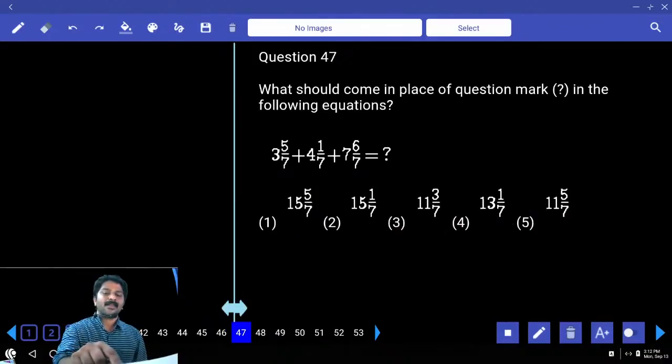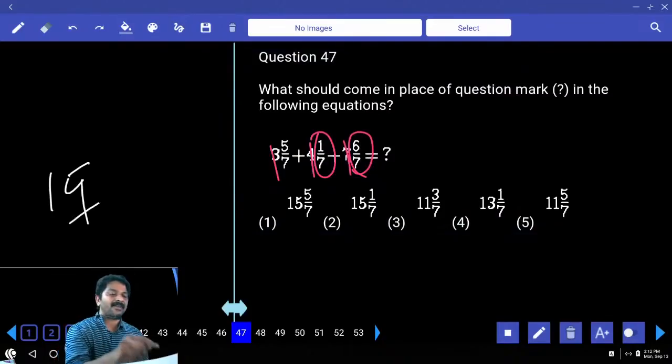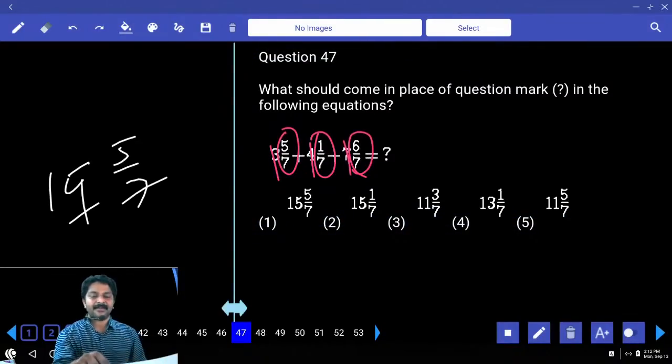Next. 3 plus 4 plus 7, 14. 1 by 7, 6 by 7, 1. So now we have 15, and then 5 by 7. 15, 5 by 7, first option.